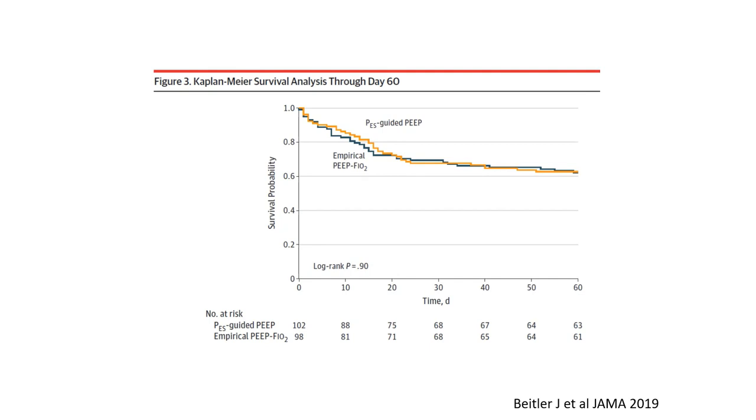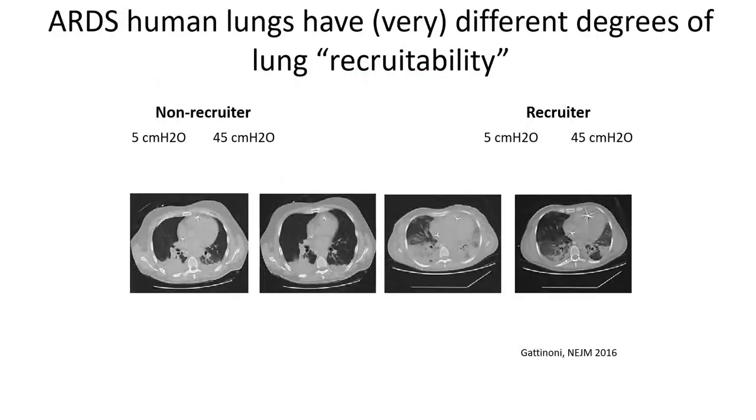So why did we think this study was not positive? First, I doubt that a study of 200 patients will show a difference in mortality. Second, I think the limitation here is that it's only one aspect of the mechanics, which to me makes sense. But it makes sense only if the lung is recruitable. If the lung is recruitable, that makes a lot of sense. If the lung is not recruitable, I think you should keep the lung closed and let the lung heal.